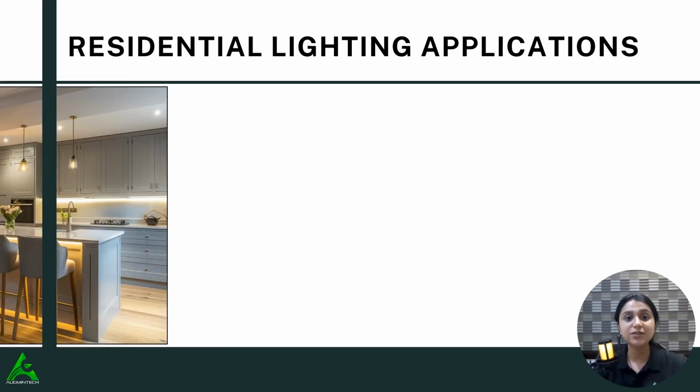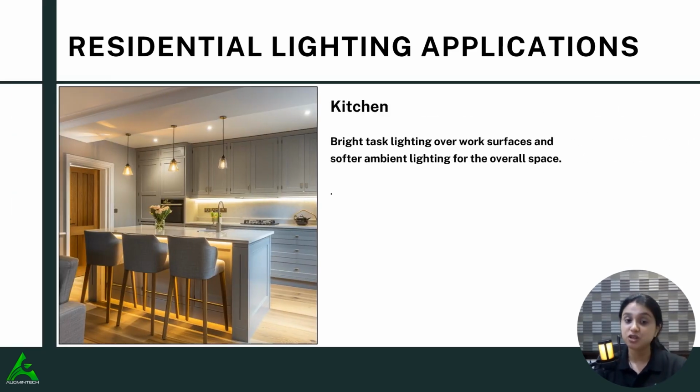Now, the second space that I'm going to talk about is the kitchen. Kitchen is a space which is very task oriented. You have many different kinds of tasks which need to happen in the kitchen, and in order to have that run smoothly, we do need different kinds of task lighting. So bright task lighting over work surfaces and softer ambient lighting for the overall space. For kitchens, the main lighting that you need is your task lighting. It does not matter if you have ample ambient light, because you do need task light whatsoever.